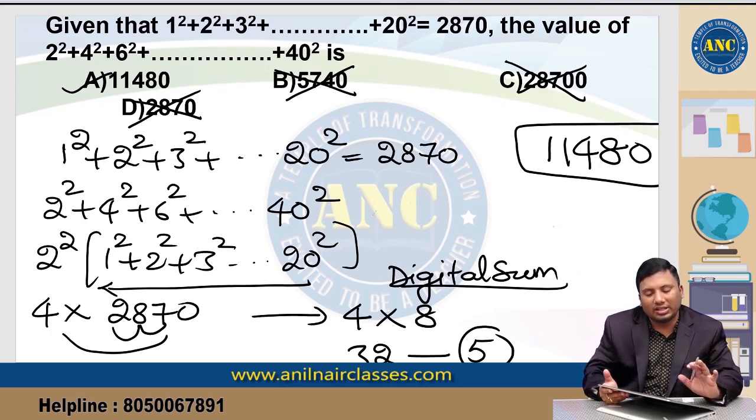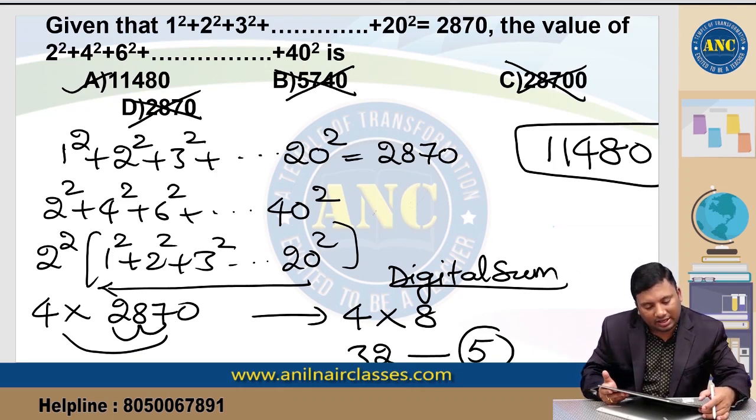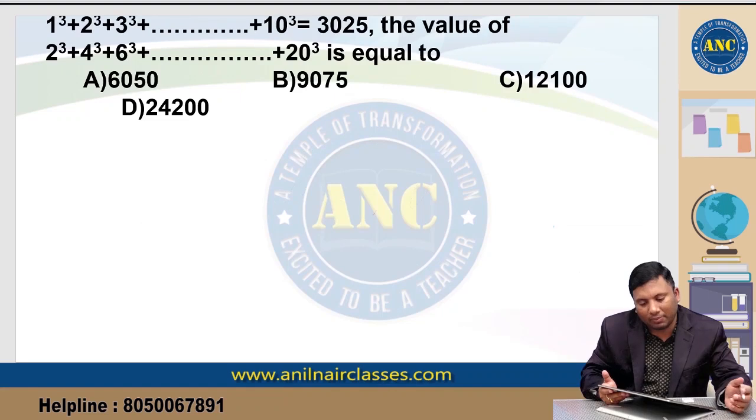4 into 2870. So 2870, 2 plus 8, 10, 10 plus 7, 17. 17 digital sum is 8. 4 8s are 32, 3 plus 2, 5. Idea is clear, right? Next one. Divisibility rule of 4 applied.